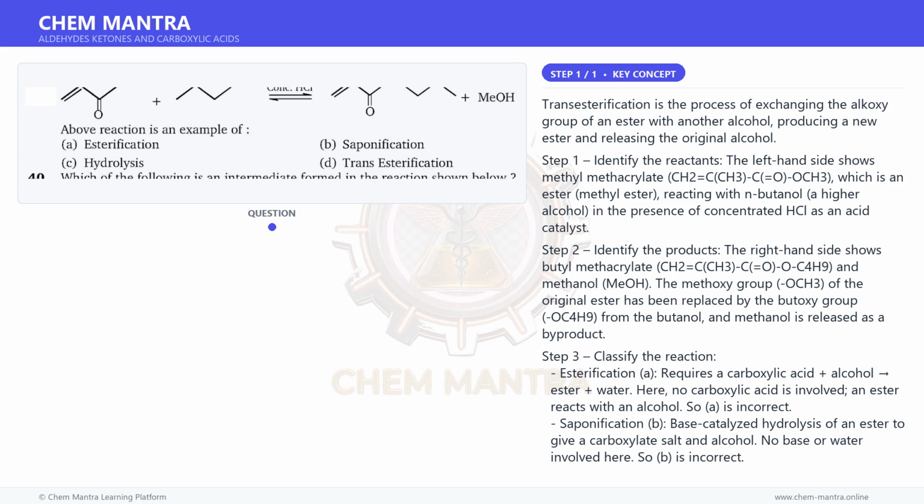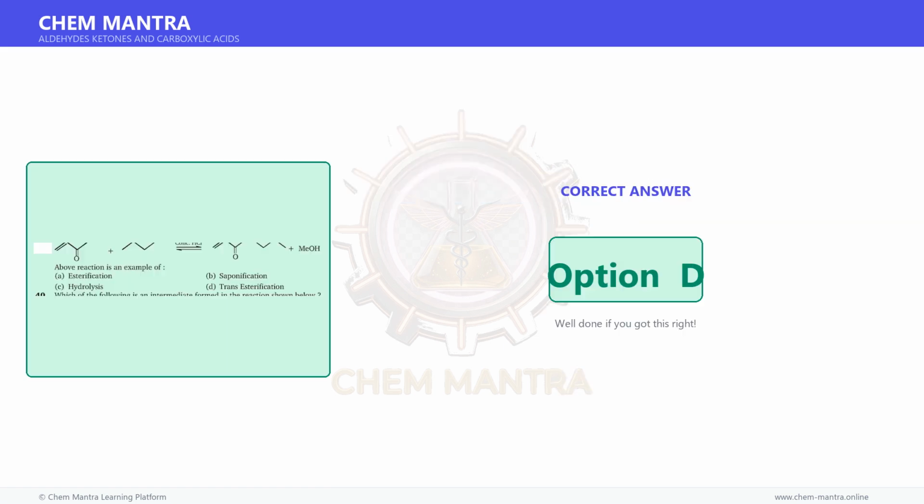D. Transesterification. An ester reacts with an alcohol, acid or base catalyzed, to exchange the alkoxy group, forming a new ester and releasing the original alcohol. This exactly matches the reaction shown: methyl methacrylate plus butanol gives butyl methacrylate plus methanol under acid, HCl, catalysis. Therefore, the correct answer is option D.